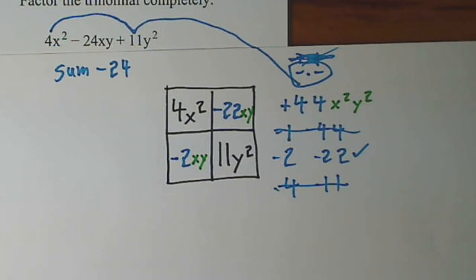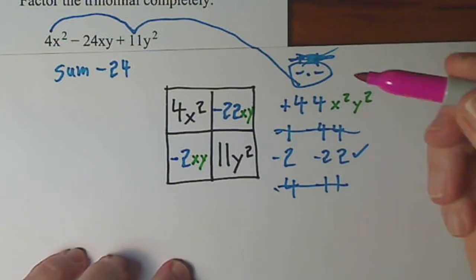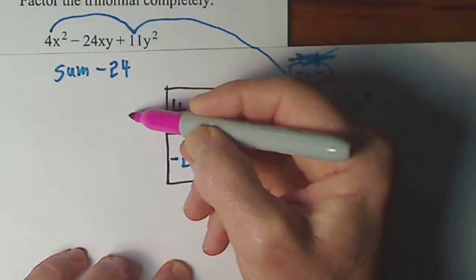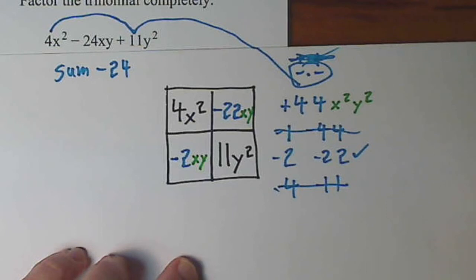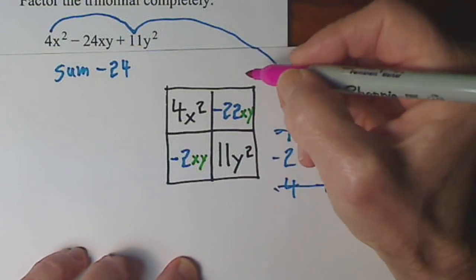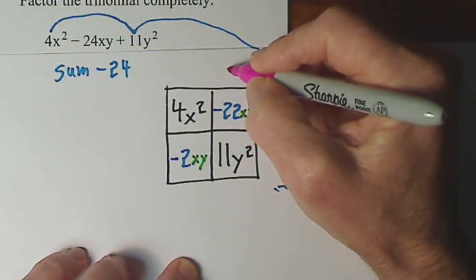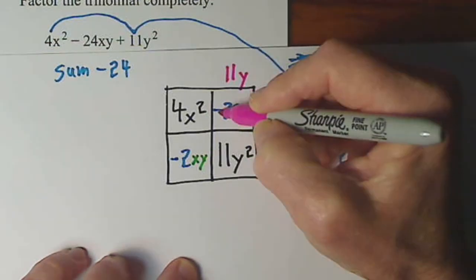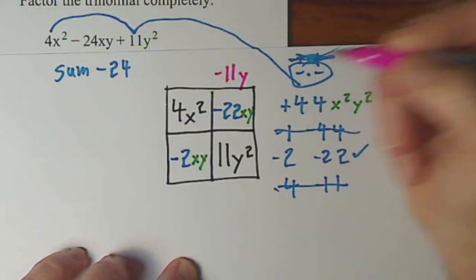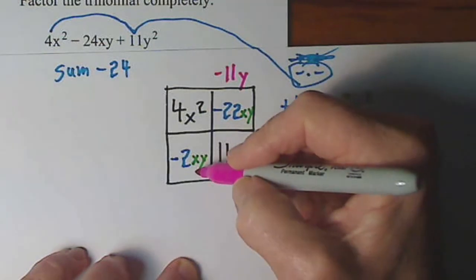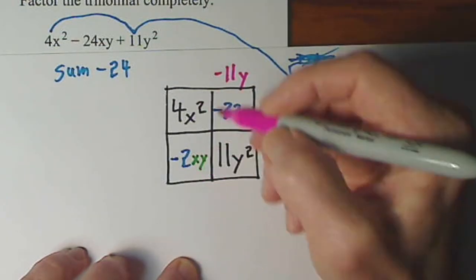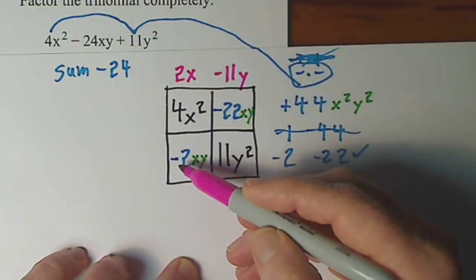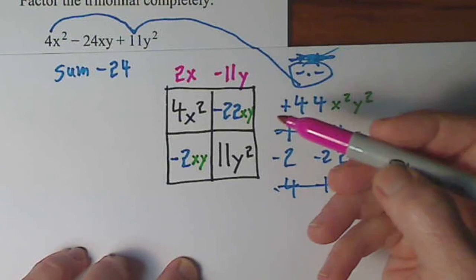Okay, now you look to see what is the greatest common factor going straight up, straight across, and straight across. The GCF going straight up here would be 11y, and if the negative sign is almost out, I pull it out. Going straight up here, it would be 2x. Again, this negative, it's not almost out, so it just stays in there.